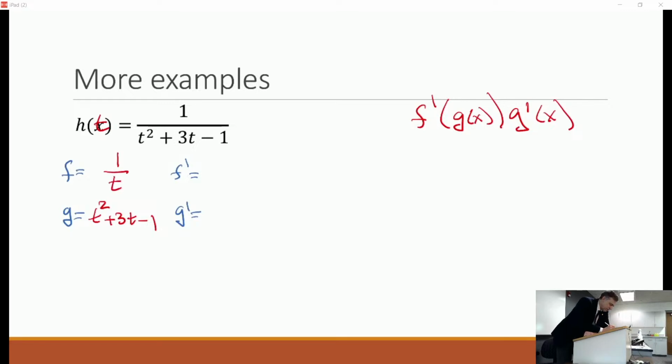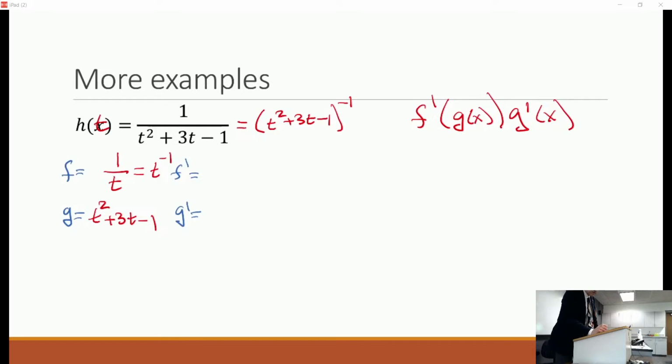Or you could write that as t to the negative 1, because you could rewrite this as t squared plus 3t minus 1 to the negative 1 power. So there are different ways to write these things, and sometimes it's more obvious. If you couldn't figure out what the f and the g are for this, hopefully it's obvious with this. But anyway, let's move on.